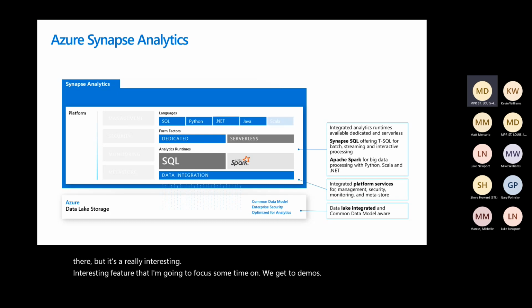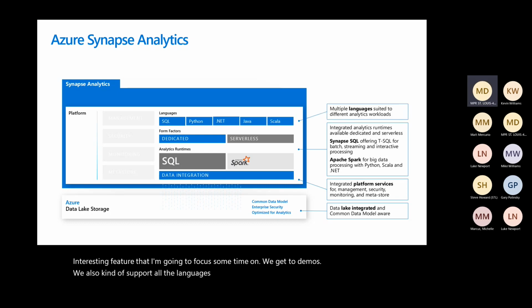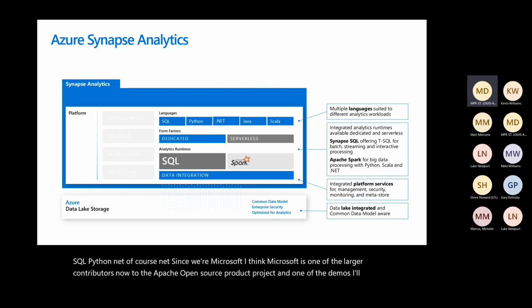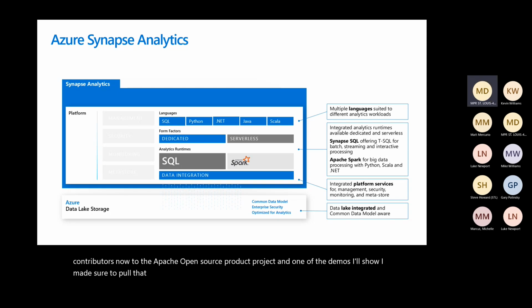We also support all of the languages where you are: SQL, Python, .NET, of course, .NET's for Microsoft. I think Microsoft is one of the larger contributors now to the Apache Spark open source project, so I made sure to pull that out, as well as Java and Scala, kind of the original.